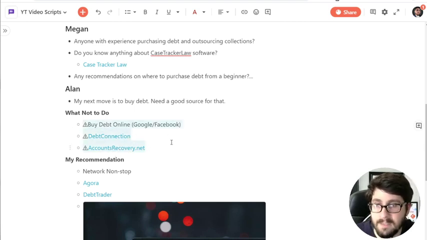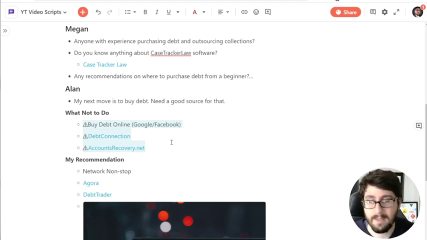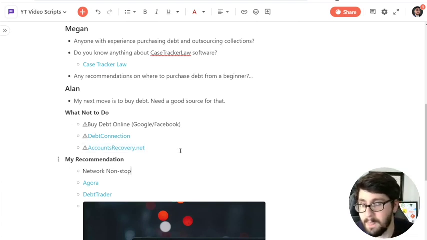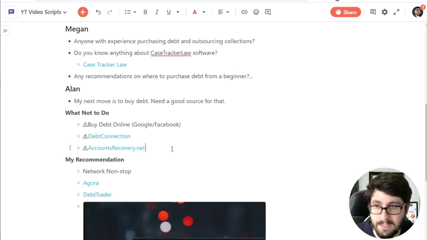These three places, to be honest, it's the same three people selling all of the debt between these three places. The brokers list the same portfolios all over the place. But I don't mean to throw any shade at accountsrecovery.net. I love accountsrecovery.net. Still to this day, I'm on their newsletter and I read it every single day. Always have, always will, as long as I have any sort of involvement with this industry. Accountsrecovery.net is great. Subscribe to their newsletter. Don't buy debt on their forums.